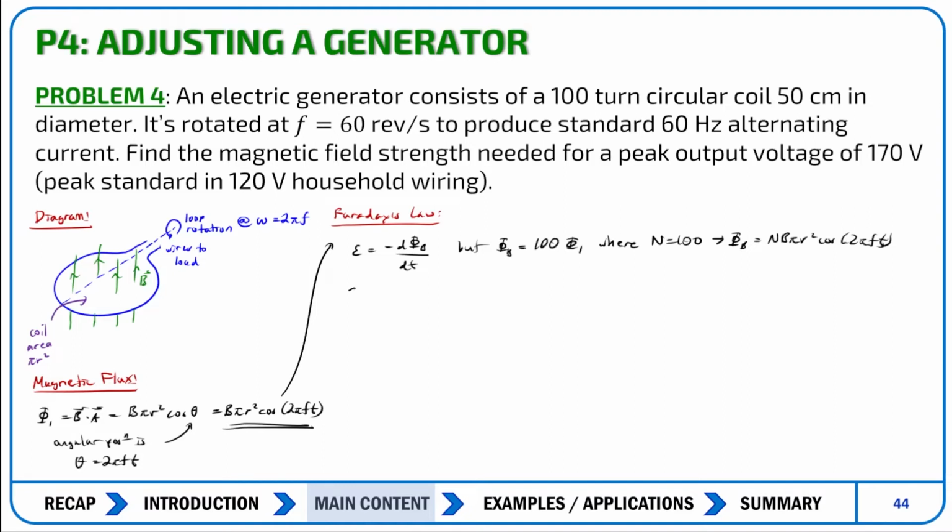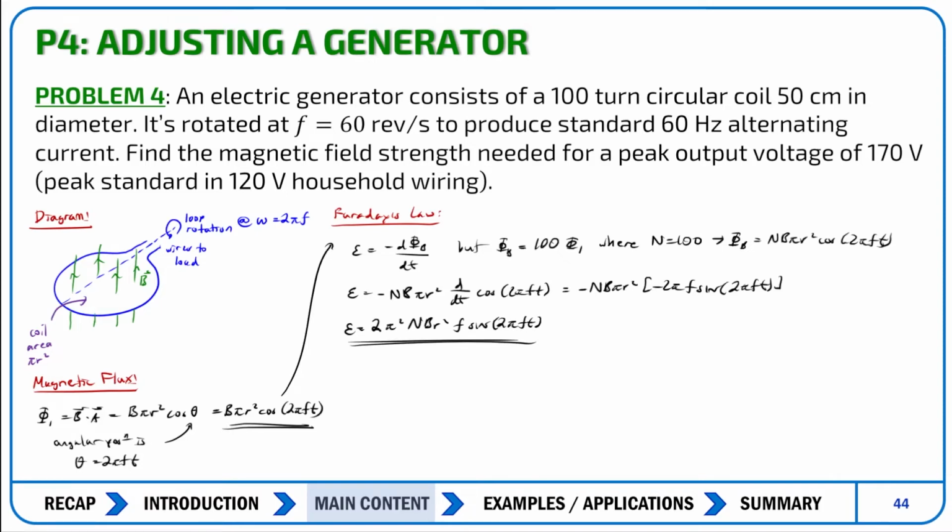So here we have negative, let's factor out all the constants. We have nBπr² and then d/dt of cosine 2πft. That is then going to give us negative nBπr² times negative 2πf sine of 2πft, and we get 2π²nBr²f sine of 2πft.